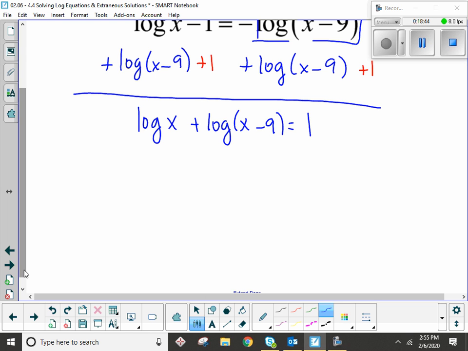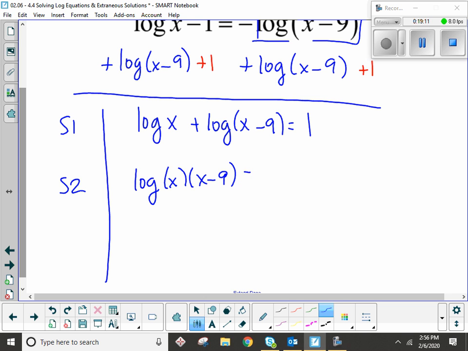So log of x plus log of x minus 9 equals 1. All right. So that is step 1 done. Step 2 is to compress. Will I be compressing using multiplication or division? Thank you. Multiplication, indeed. So it's log of x times x minus 9 equals 1.